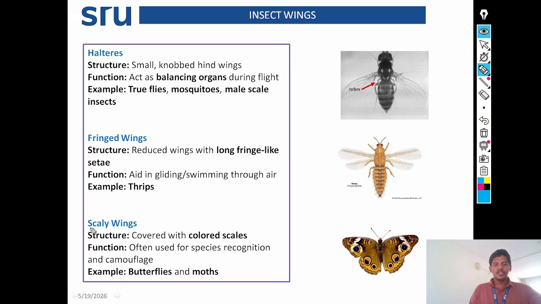Next, scaly wings. Scaly wings are there in moths and butterflies. These wings are covered with colored scales. All these are scales. Their function is often species recognition and camouflage.